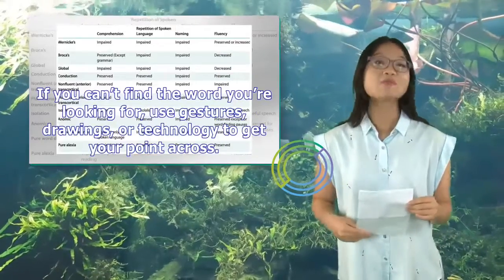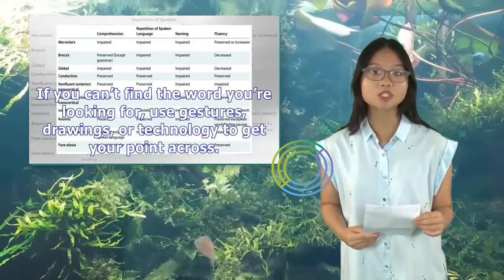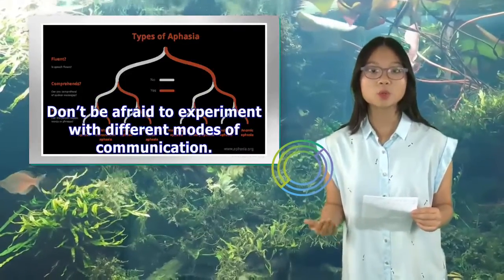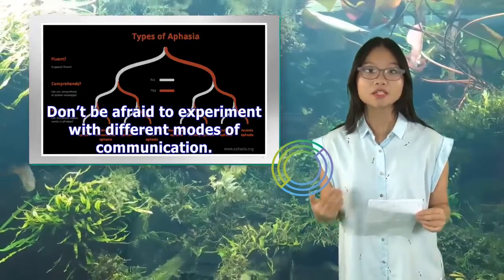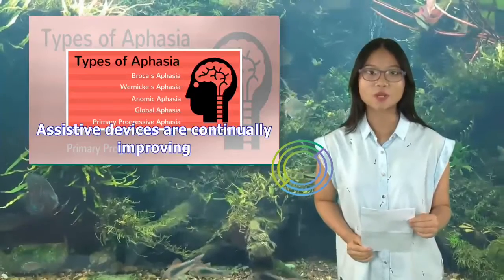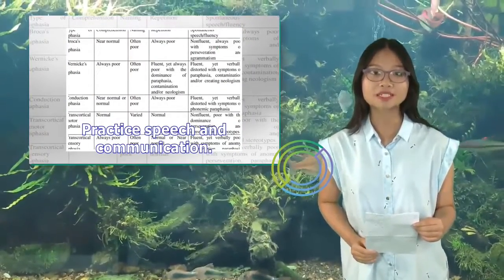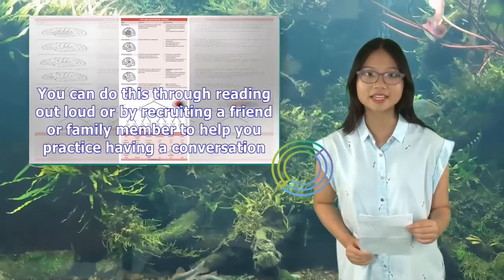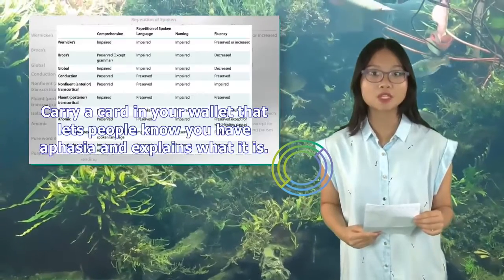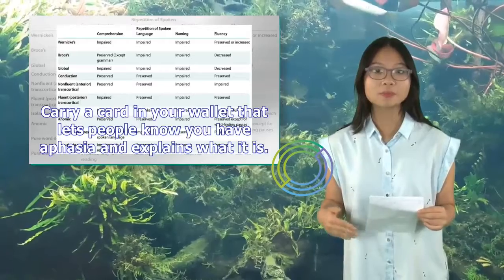If you can't find the word you're looking for, use gestures, drawings, or technology to get your point across. Don't be afraid to experiment with different modes of communication. Assistive devices are continually improving. Practice speech and communication. You can do this through reading out loud or by recruiting a friend or family member to help you practice having a conversation. Carry a card in your wallet that lets people know you have aphasia and explains what it is.